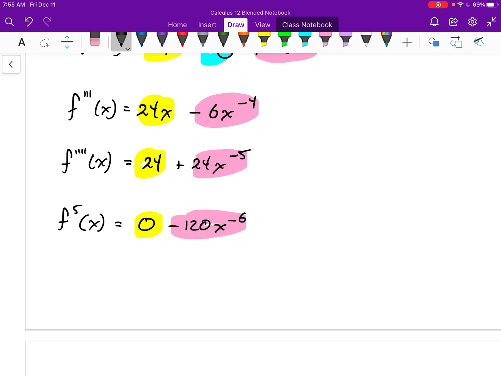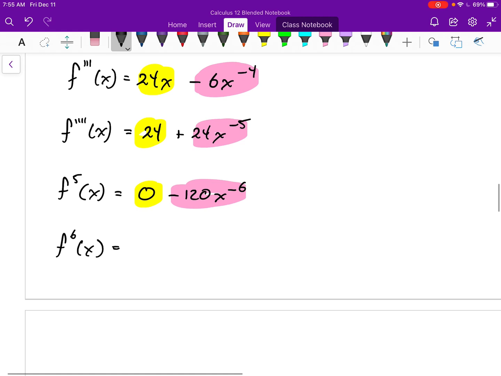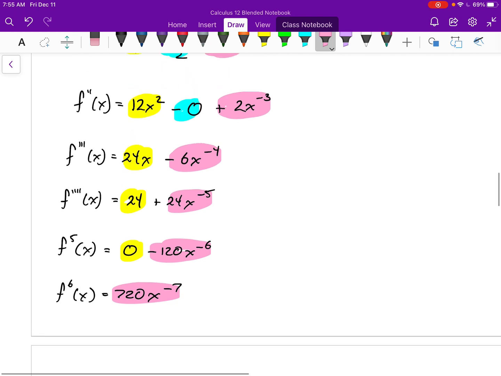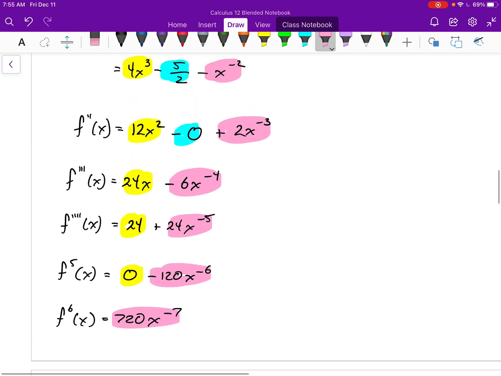And so by the time I finally get to the sixth derivative, I'm down to 1 term. And so it's just the derivative at this point of negative 120 x to the negative 6. Well, negative 120 times negative 6 is 720 times x to the negative 7. There we go. So while I just found 6 derivatives, because I could use the power rule for every single one of these, it was really, really quick.